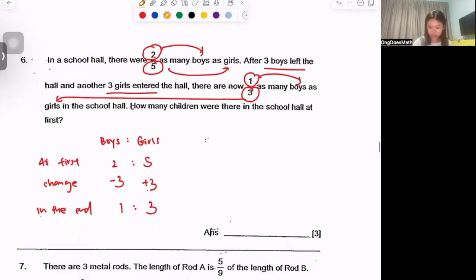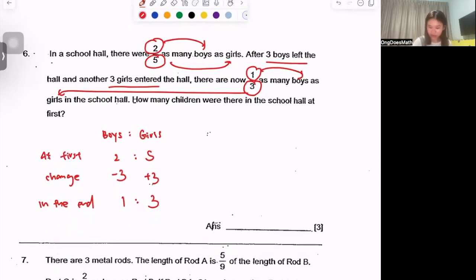Okay, so now same logic here. After 3 boys left and 3 girls entered, the total number of students will still remain the same, right? At first and in the end. Because when we talk about total, we don't care about the gender. So it's like telling you 3 students left and 3 students entered. So the total will still be the same. So total at first is 7 units, and total in the end is 4 units.